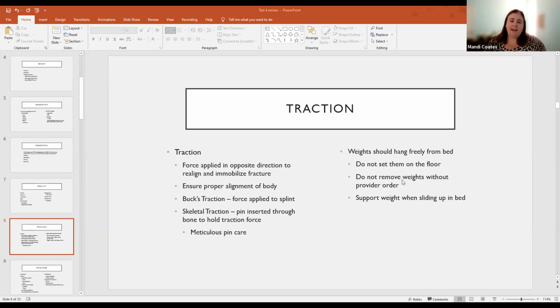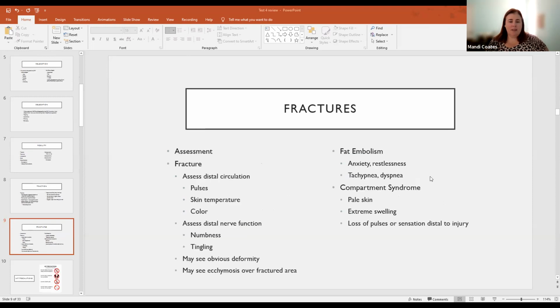Ensuring proper body alignment and making sure you keep them pulled up in the bed so that those weights aren't dipping down to the floor. Fractures, we're focused on hip fractures, but remember, if you have a fracture, we really need to assess your pulses, the temperature, the color, all of those things to make sure that we have good circulation going on.